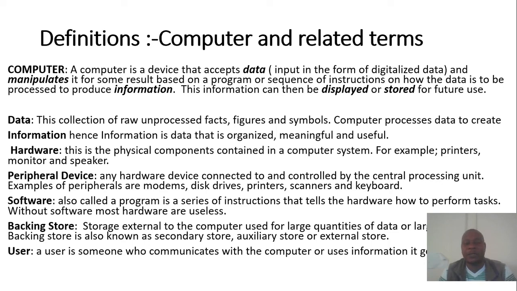Hardware are the physical or tangible components of a computer, for example, printers, monitors, speakers, etc. While peripheral devices are those devices connected to and controlled by the CPU. Software refers to the programs or series of instructions that tell hardware what to do and how to perform tasks. So without software, most of our hardware becomes useless. Backing storage refers to the permanent or external storage, which is used to store large quantities of data on our computer system. And the user, that's you and me, is the person who communicates with the computer or uses the information that is generated by the computer.